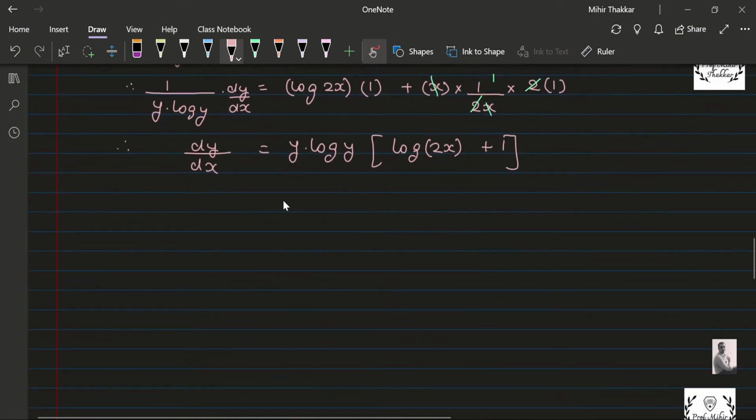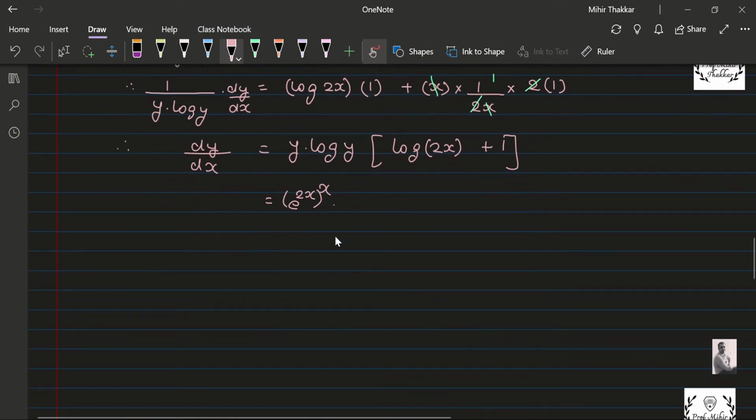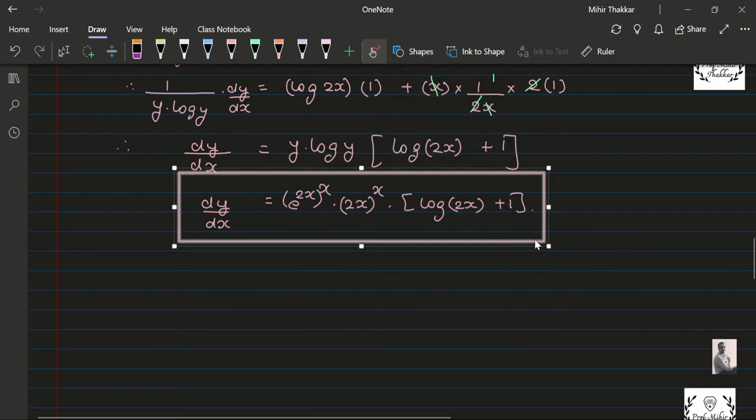So I get over here e raised to 2x raised to x, and the value of log y that we had got was 2x to the power x. So this is multiplied by 2x to the power x, and the remaining terms will be kept as it is, log 2x plus 1, and that is your value of dy by dx. So that becomes your answer for dy by dx.